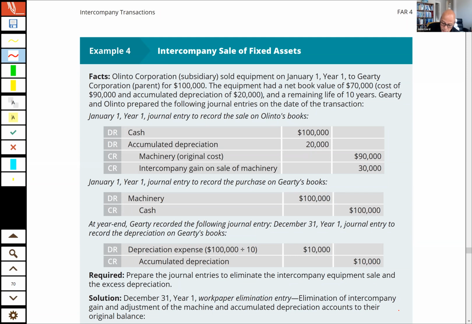Okay, so what happens? We go ahead and we have some machinery. Let's read through these. I think it's a little easier to follow it. And sold equipment to Garrity for 100,000. Equipment had a net book value of 70,000. It had originally cost 90.